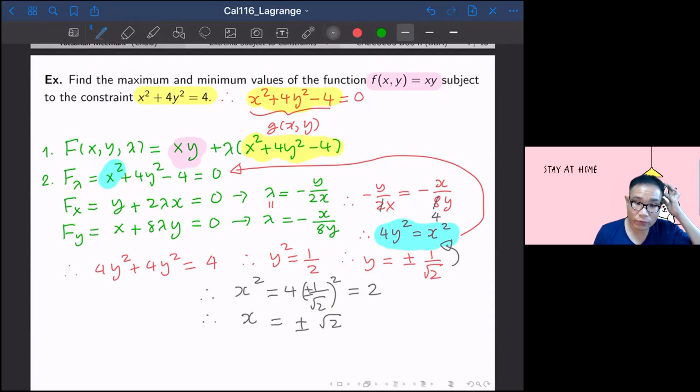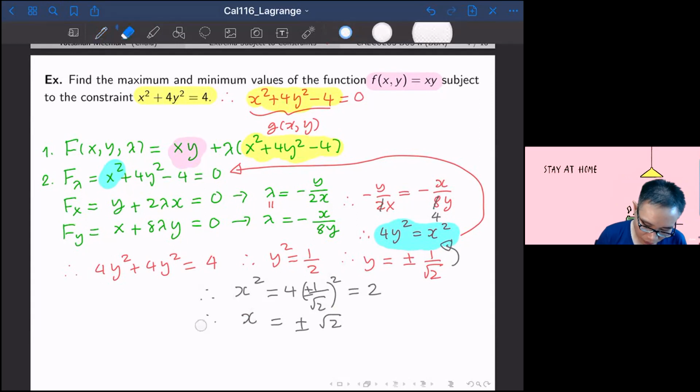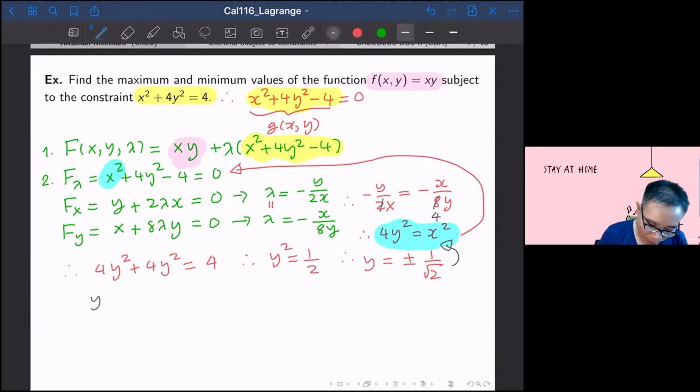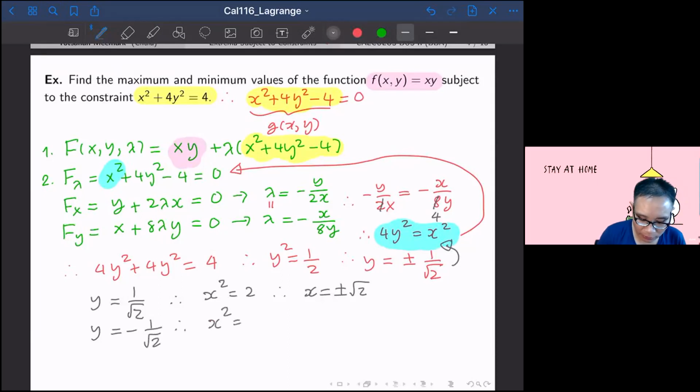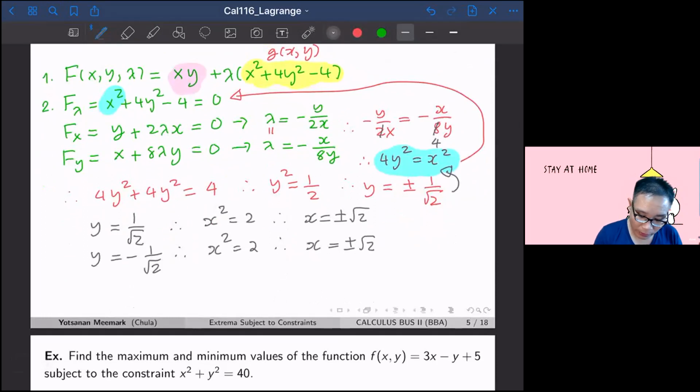Actually, I shouldn't do it this way, sorry. I should separate two cases. For y equal to 1 over root 2, you get x squared equal to 2, so x equal to plus or minus root 2. For y equal to negative 1 over root 2, you get x squared equal to 2, so x equal to plus or minus root 2. So you get the point root 2, negative 1 over root 2, positive, sorry.